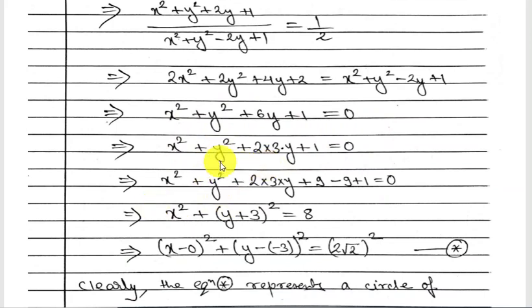Now we will try to complete the square for this y portion. This 6y can be written as 2 into 3y, plus 1. In the next step, x square plus y square plus 2 into 3 into y plus 9 minus 9. Why have I done plus 9 and minus 9? Because here it is 3, and I'm trying to complete the square for this y. So plus 2 into 3y, and that's why the square of this 3 is 9. Since I'm adding extra over here, I'm subtracting the same amount, so plus 9 minus 9.